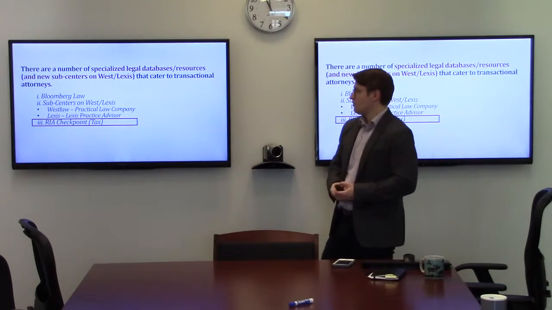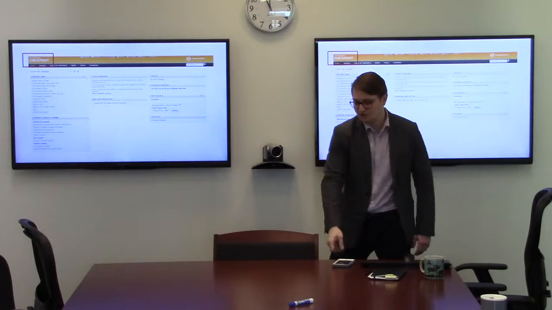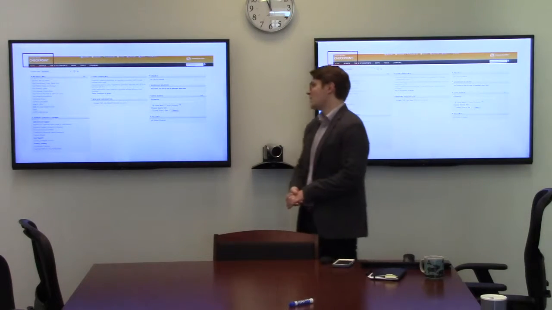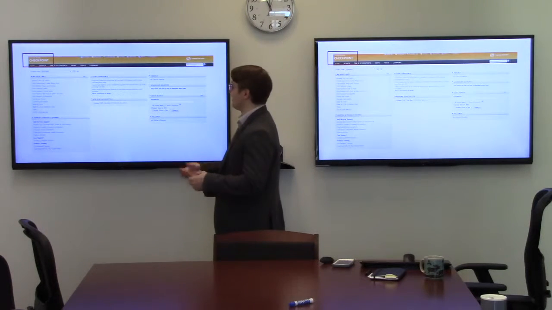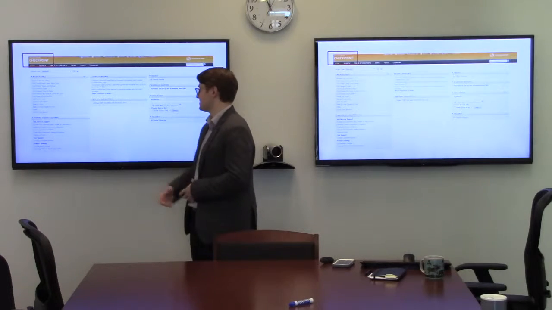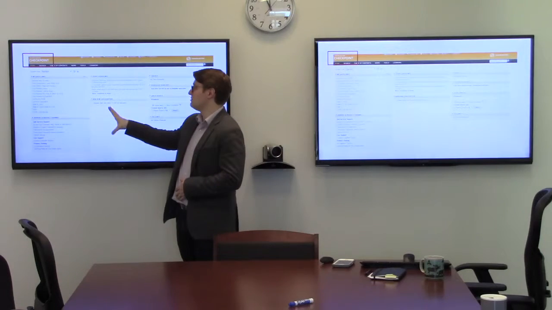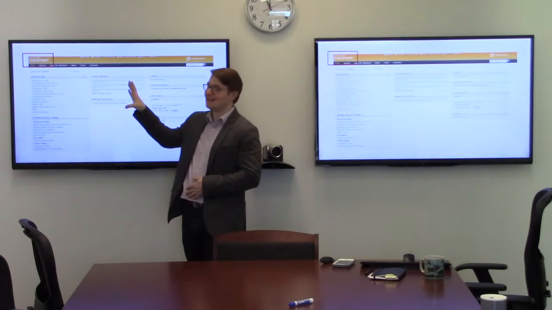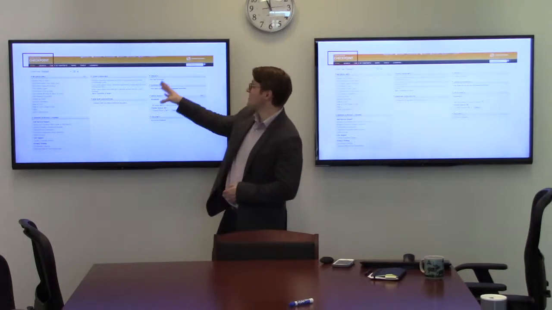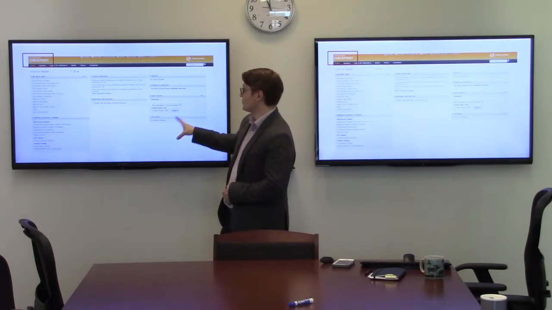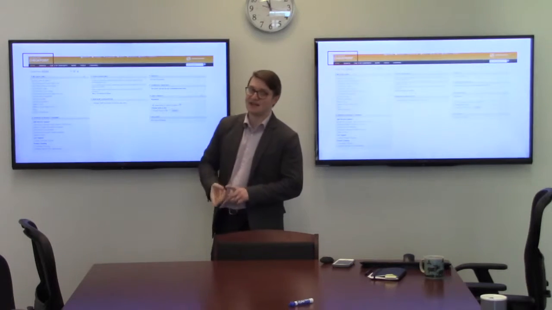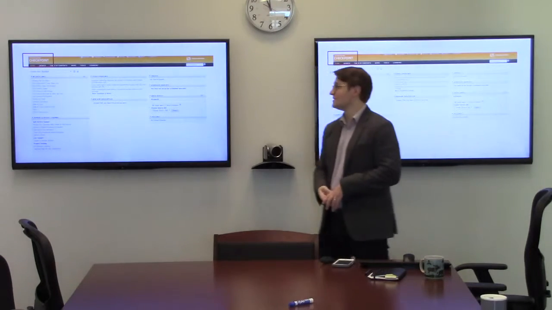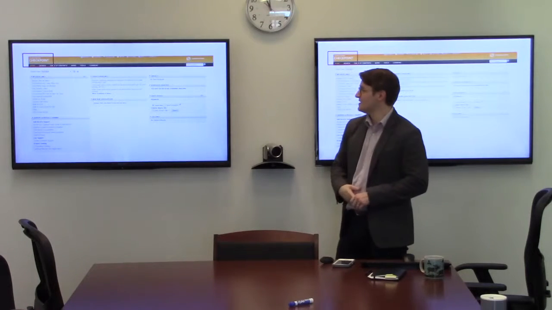Lastly, RIA Checkpoint is a standalone tax legal research database. Thomson Reuters bought it, right? So it's owned by the same company that owns Westlaw. But it is a standalone, specialized legal research database that just focuses on tax law. It's outstanding for primary research on tax, like finding tax statutes, cases, tax adjudicatory decisions, right, from the tax agencies.